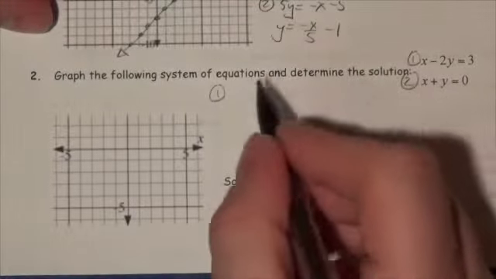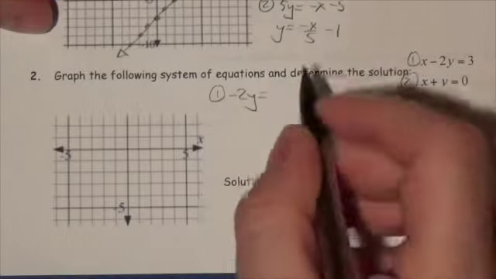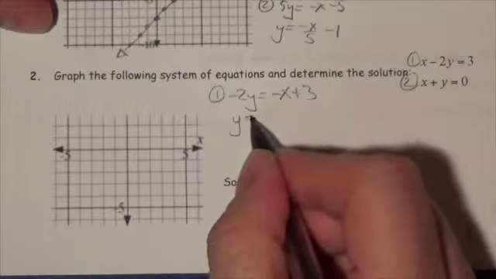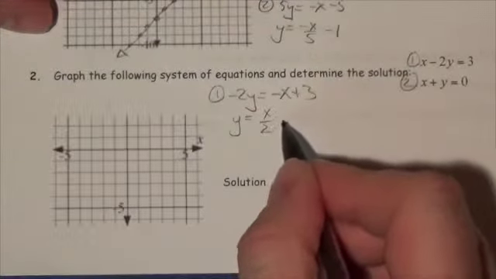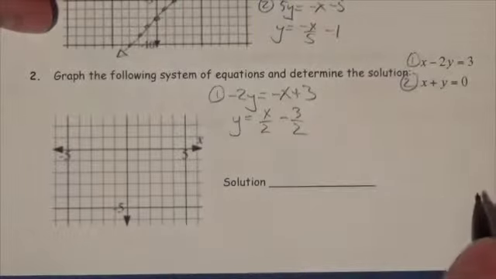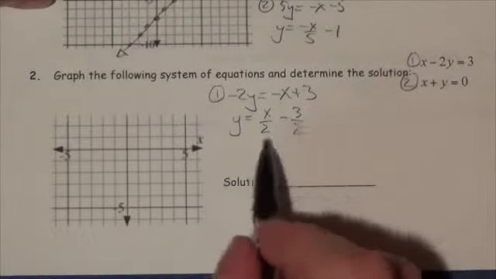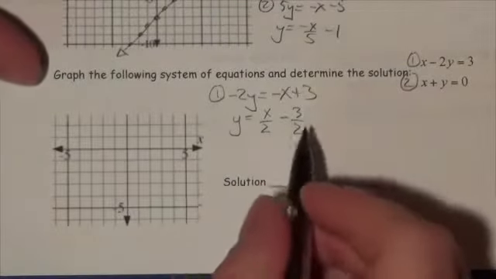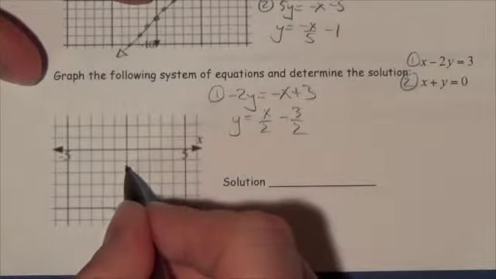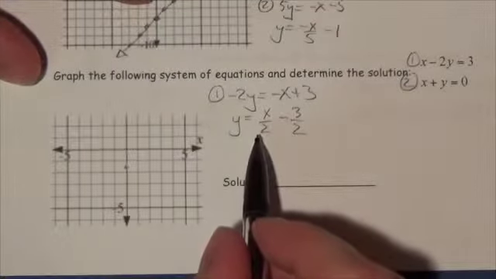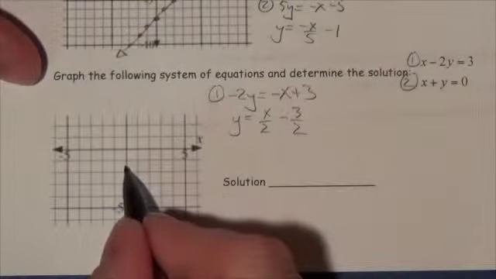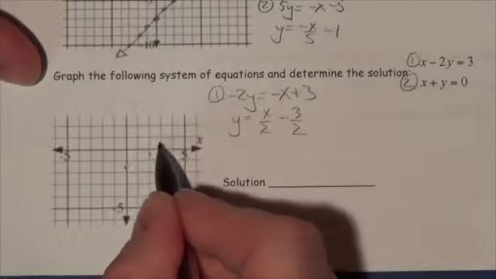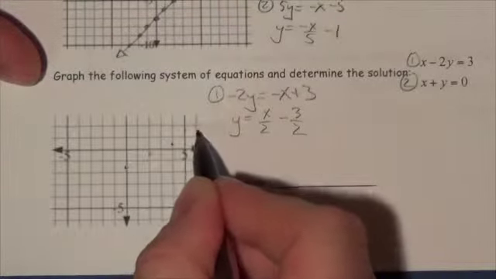So equation 1, I'd first of all move over the x. So negative 2y is going to equal negative x plus 3. Divide by the negative 2, so y is going to equal, well, that's going to be x over positive 2 minus 3 over 2. Okay? Now, that's not a fabulous couple of values there, but that's okay. So negative 3 over 2, that's like negative 1.5. That's right there. But my slope is 1 over 2, so I'm going to go up 1 over 2. So up 1 over 2, up 1 over 2, up 1 over 2.